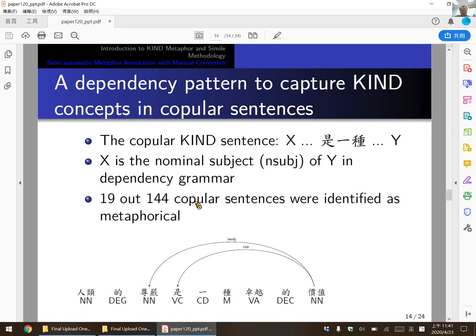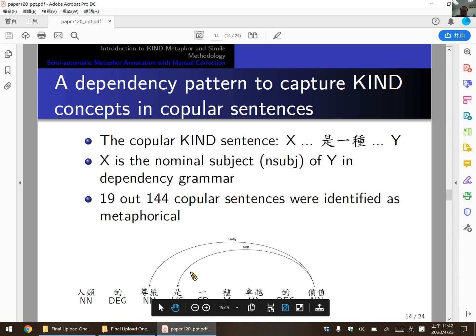So for our chi-metaphor expression, basically it is a copular sentence, with the pattern "S is a kind of Y". In dependency parsing, S will be parsed as the nominal subject of Y, and we also exploit the copular marker in the dependency pattern. So we can see cop here is the copula of this sentence, 价值 and this head.